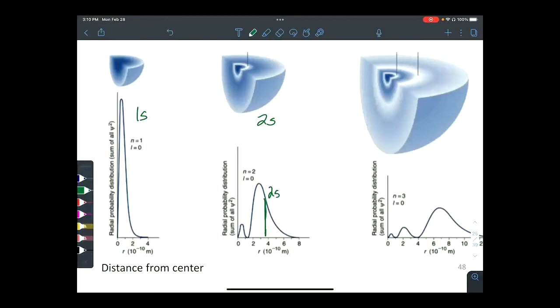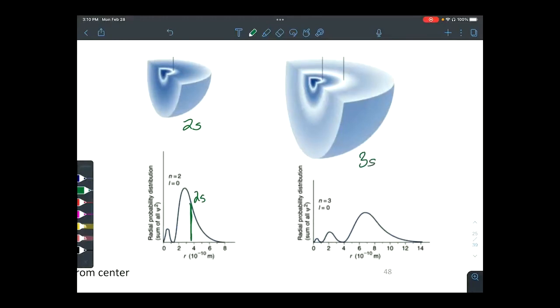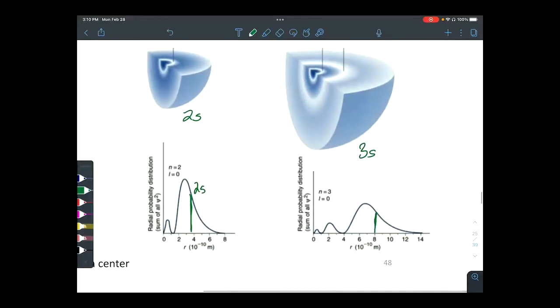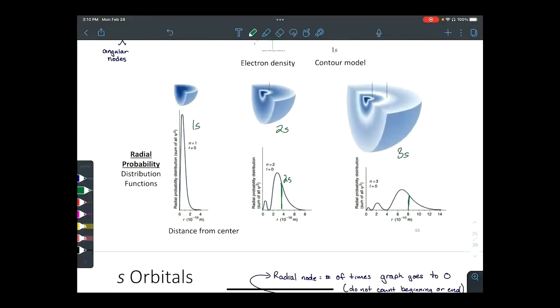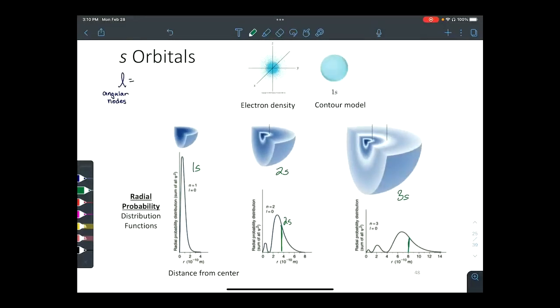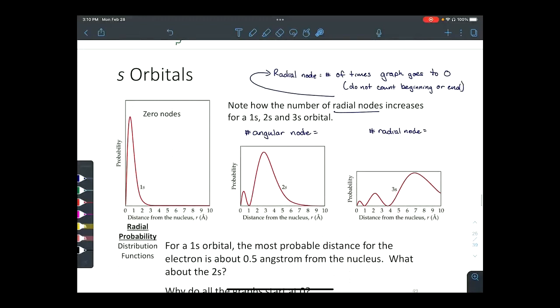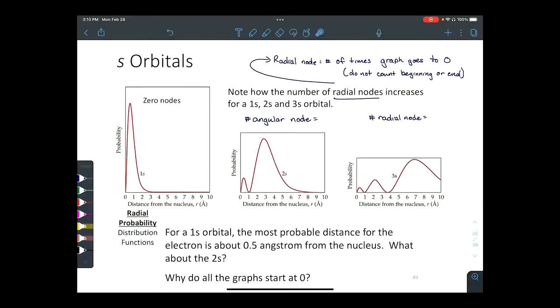And then if we go even higher energy, a 3s electron, you can see on average that electron is even further away from the nucleus that you see here. All right, so distance from the center, you can think from the nucleus. And this graph is just kind of plotting where will we find the electron relative to the nucleus, to the center of the atom. All right, so more details about these graphs.